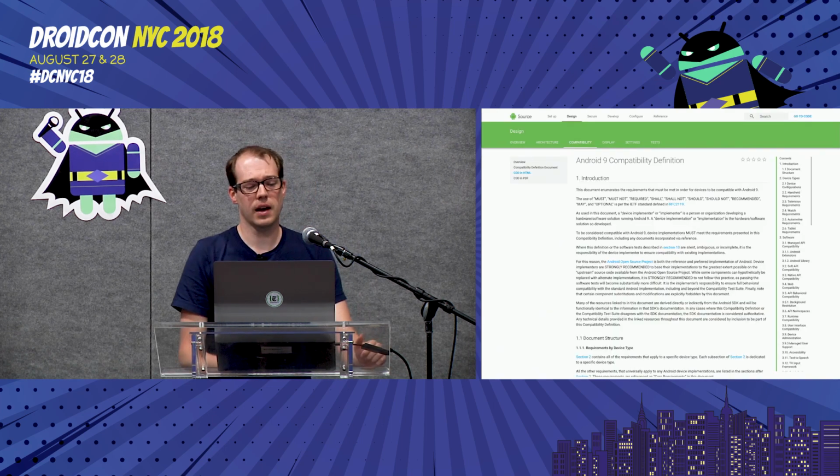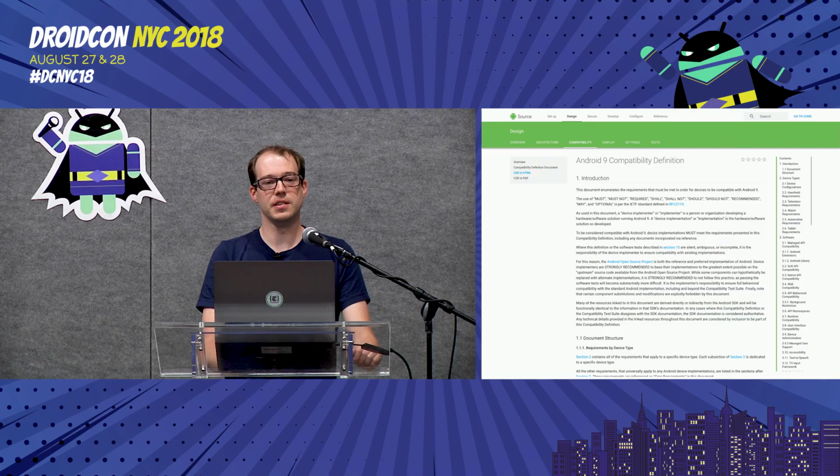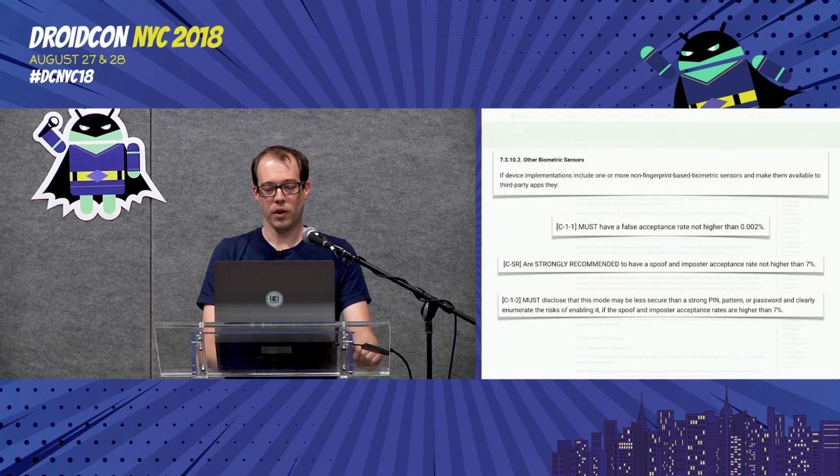I don't know if you've read through the Android CDD. It's good reading when you've read through all the way to the end of the internet and you still can't fall asleep. But it is good to know if you're a developer what's in there. One of the things it mentions here is how we classify and look at other biometric sensors beyond fingerprint. So it sets out some rules about how good these sensors can be in terms of whether they accept bad inputs or how they respond to people trying to fool them.